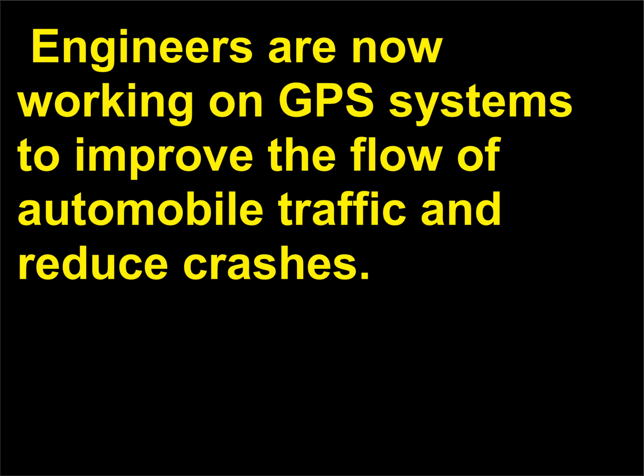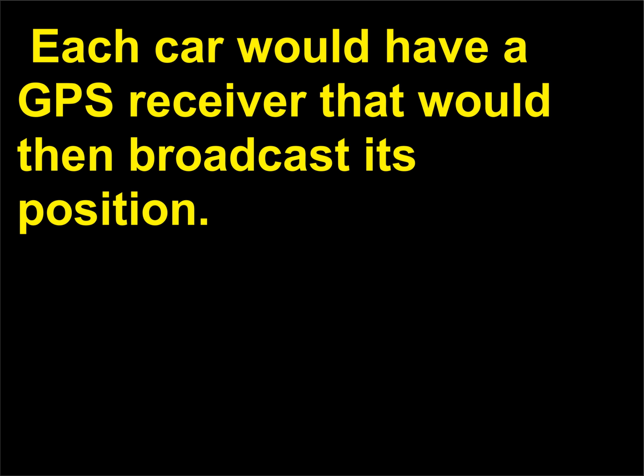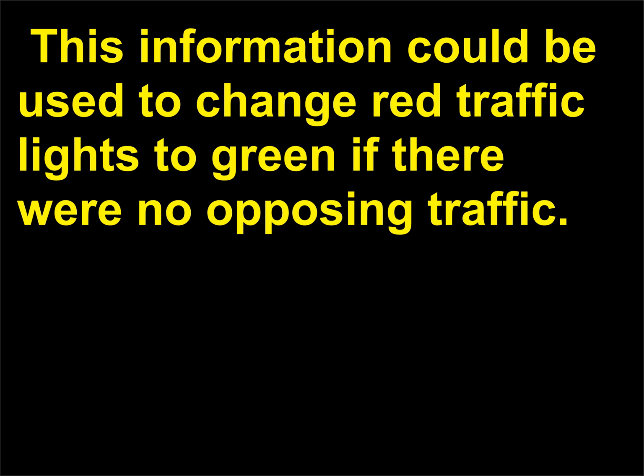Engineers are now working on GPS systems to improve the flow of automobile traffic and reduce crashes. Each car would have a GPS receiver that would then broadcast its position. This information could be used to change red traffic lights to green if there were no opposing traffic.